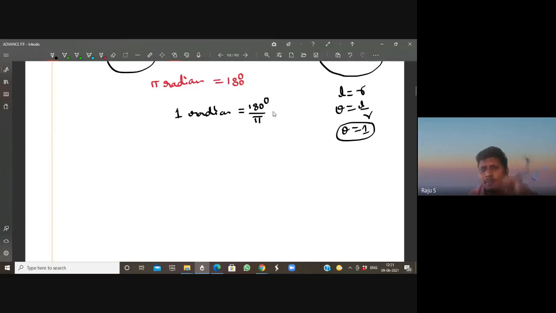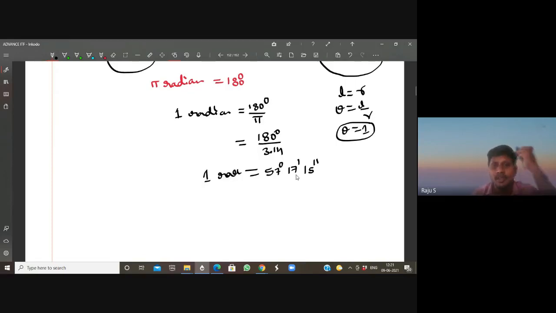Okay, do you know what the pi value is? Yes, sir, 3.14. Exactly. So if you convert it into numerical, the pi value is 3.14. When you divide 180 by 3.14, what is the value we are going to get? 57 degrees, 17 minutes, 15 seconds. So 1 radian is clearly equal to 57 degrees, 17 minutes, 15 seconds. Everyone should remember this.